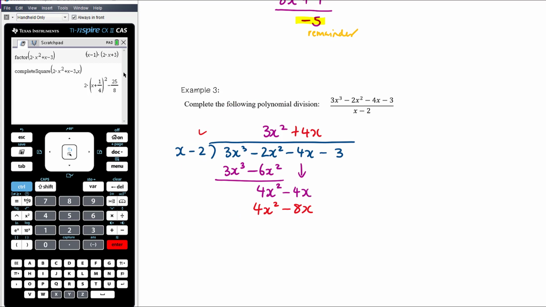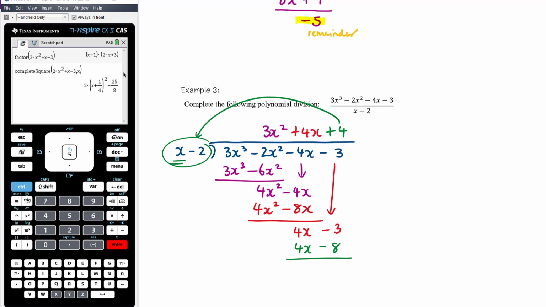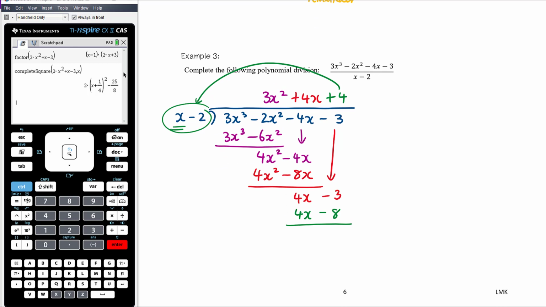Good, we're happy with that. So now we can subtract. The 4x squareds cancel out. We have negative 4x minus 8x. So it's negative 4x plus 8x. So that's positive 4x. We bring down our next term and we repeat. What do I need to multiply x by to get 4x? That would be plus 4. Then we multiply 4 times x minus 2, and we're going to get 4x minus 8. And then we subtract. 4x minus 4x is 0x. Negative 3 minus 8 is negative 3 plus 8, and so it'll be positive 5.